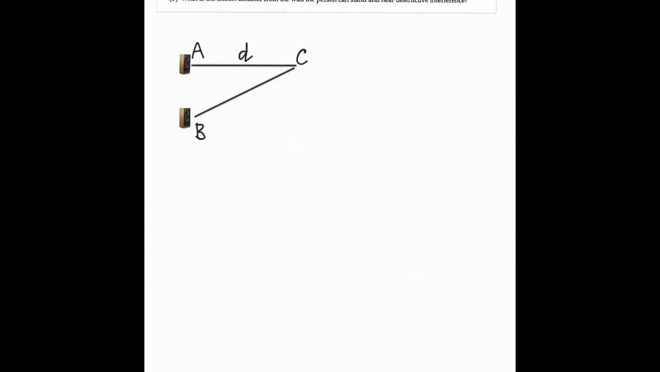Good morning, and here is a question from a recent exam. There are two in-phase loudspeakers placed along a wall and separated by a distance of 4 meters. They emit a frequency of 514 hertz, and a person is standing away from the wall in front of one of the loudspeakers. What is the closest distance from the wall the person can stand and hear constructive and then destructive interference?